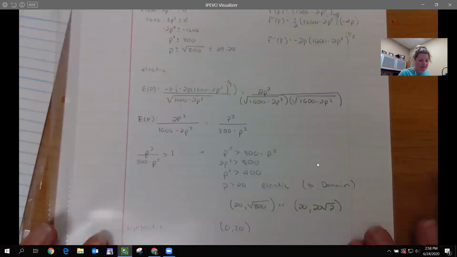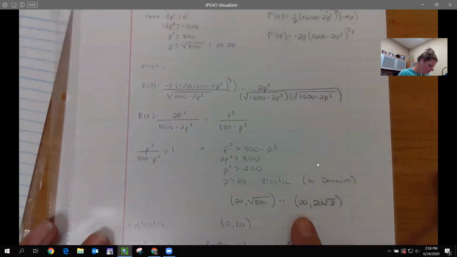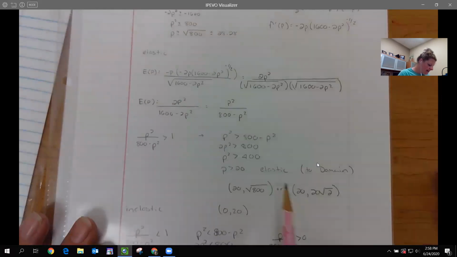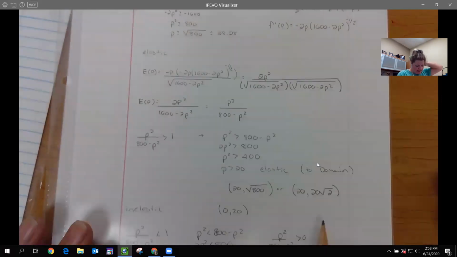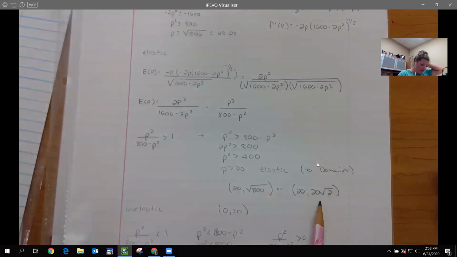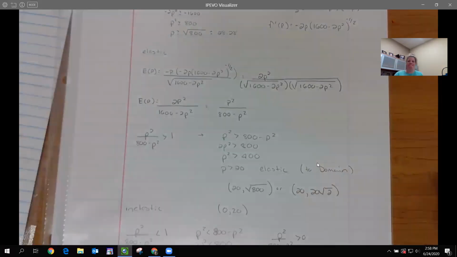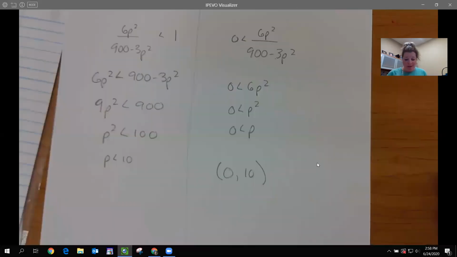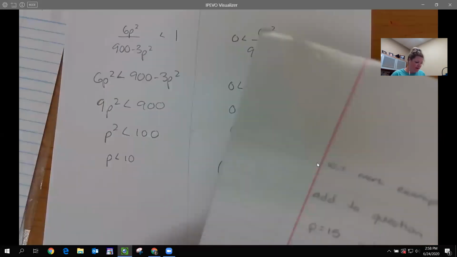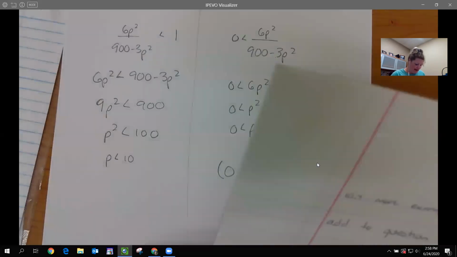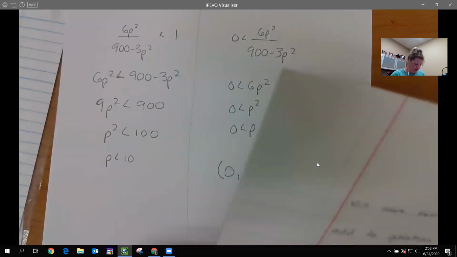So here's my final answers. You're elastic from 20 to this, or these are the same thing. Inelastic from 0 to 20. I think that's about all that I want to show you. If the price increases, what is the approximate change in demand? We did that. I think we're good.